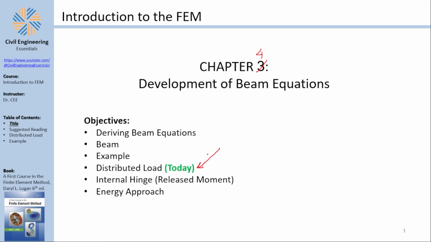Basically, what we're going to cover today is how to deal with distributed loads, and we're going to solve a problem and explain how to calculate the bending moment diagram.